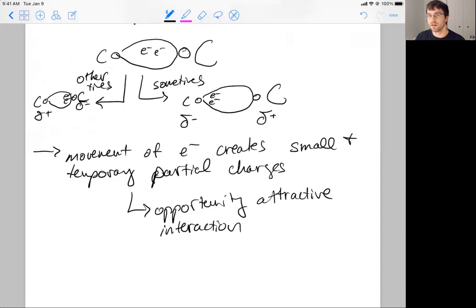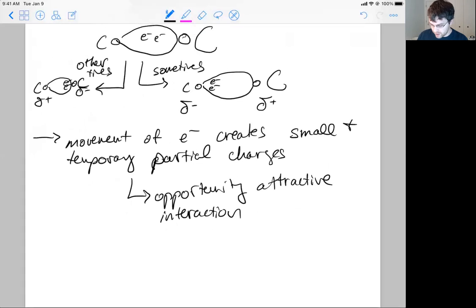Let's see. Hopefully the colors don't affect us too much. Sorry. Okay. It's not a big one, and it's a temporary one, but it's an important one nonetheless. So what's important to take away from this is that we have the opportunity for some attractive interaction, and this is going to raise our boiling point because the molecules are getting stickier.